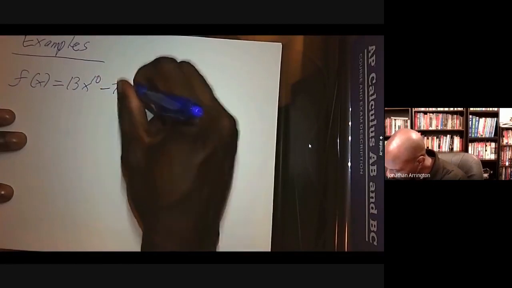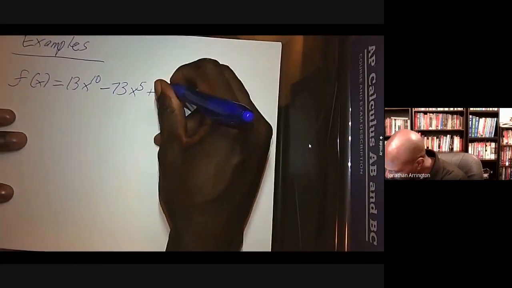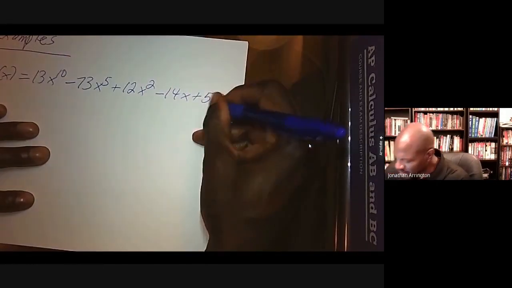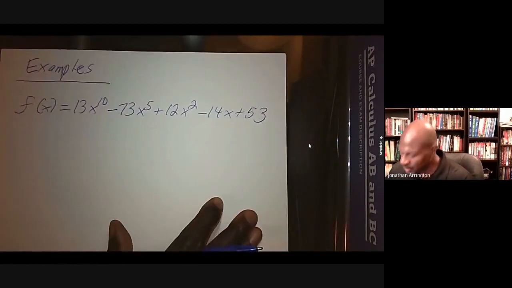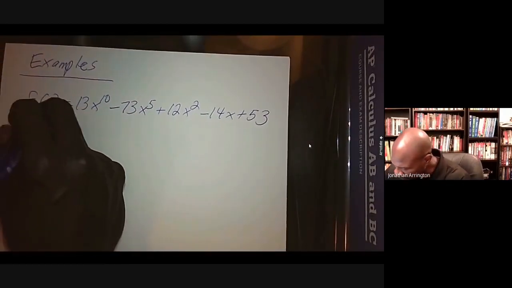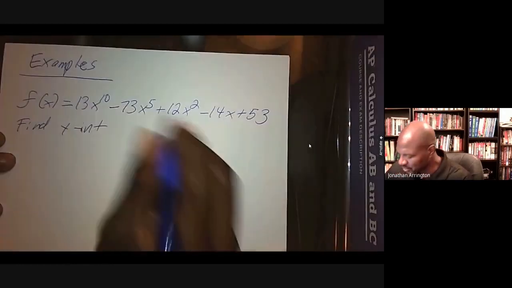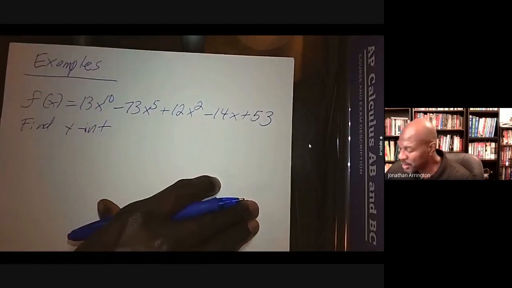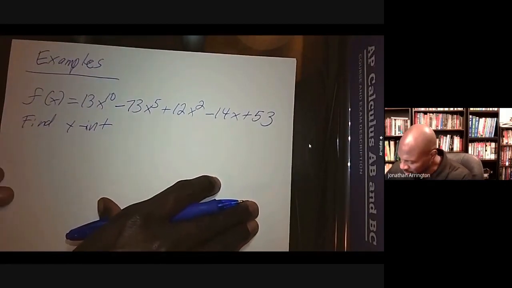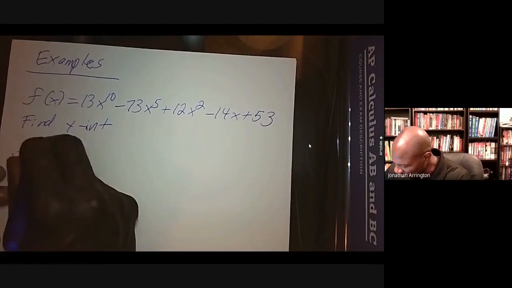Here is some function f of x. Let's say for the sake of argument, f of x is 13x to the 10th minus 73x to the 5th plus 12x squared minus 14x plus 53. Say that's f of x, and they ask me to find the y-intercept. Well, to find the y-intercept of a function, all I'm going to do is plug in 0 for x. So basically, I'm going to find f of 0.